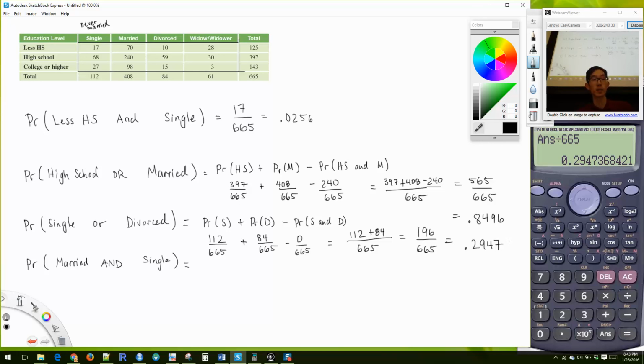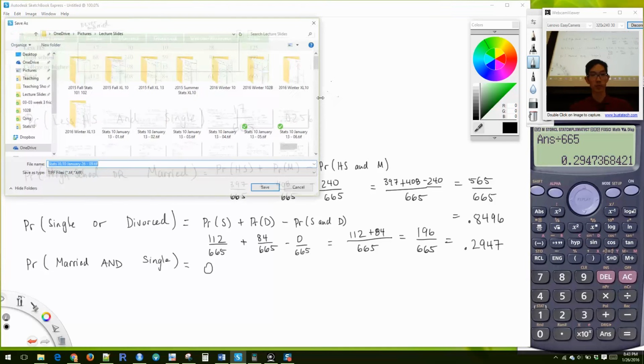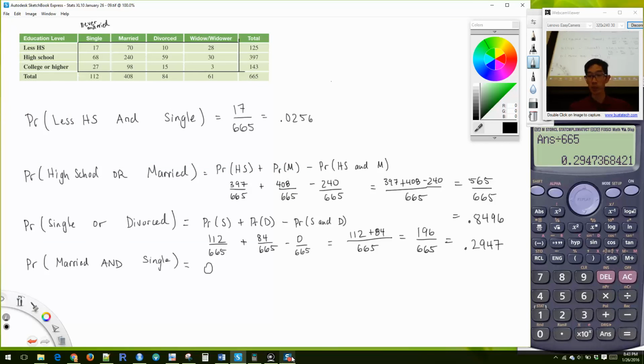Is that okay? All right, and then what is the answer to this last one? Probability of married and single. 0, right? There's no person that is going to be in both the married column and at the same time in the single column. No people in there, so the answer here is 0. Okay, so please make sure you understand all of these questions. Okay, with that we'll take a 10-minute break.